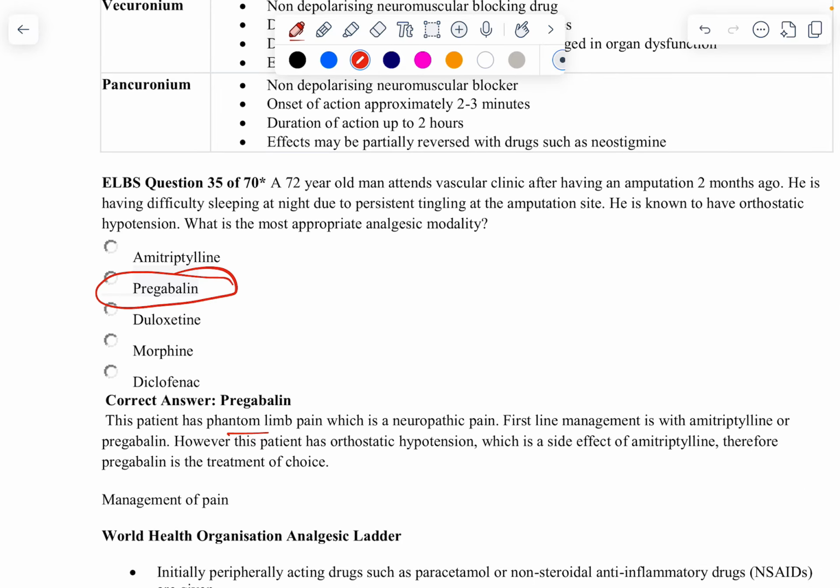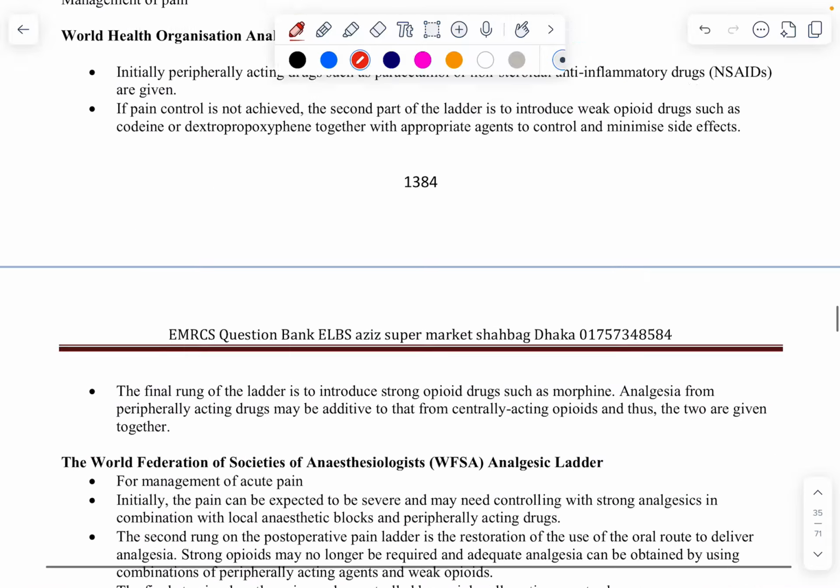But the patient has difficulty at night due to persistent tingling at the amputation site, and is known to have orthostatic hypotension. First line is amitriptyline or pregabalin. However, this patient has orthostatic hypotension, which is a side effect of amitriptyline. That's why pregabalin is used.